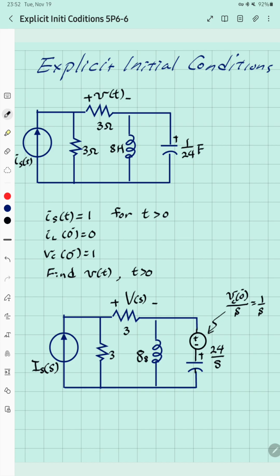And also this I of S, when time is greater than 0, is 1, so you can convert this to 1 over S.